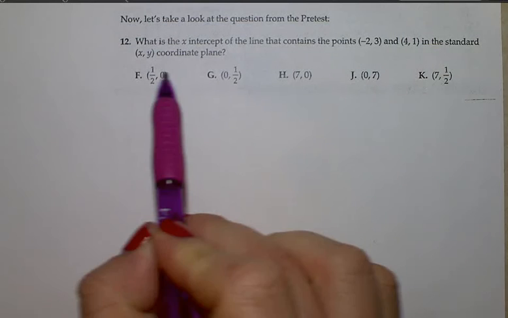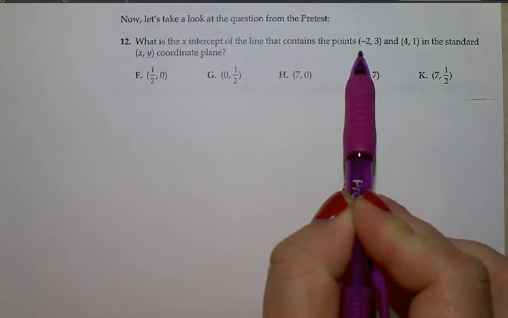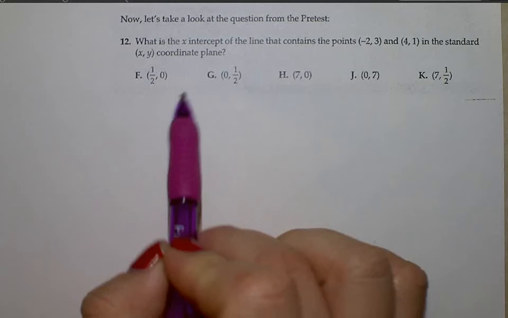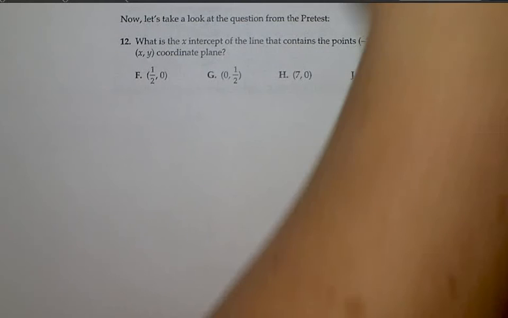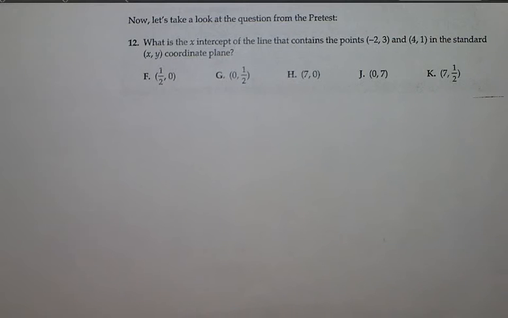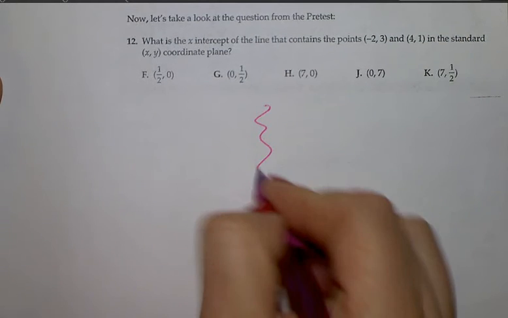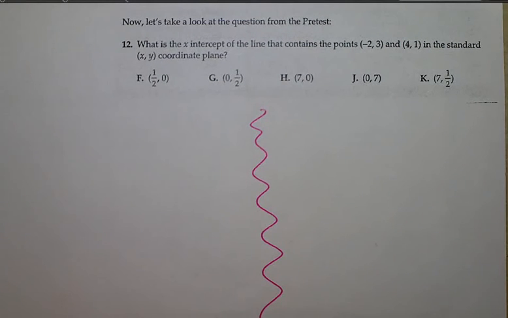What is the x-intercept of the line that contains the point -2, 3 and 4, 1 in the standard xy coordinate plane? This is going to be ACT skill number 12, and there's a couple ways to do this. Make sure you clear your calculator first. Second, plus 7, 1, 2. I'm going to go through two ways to do this, and you choose which method is easiest for you.